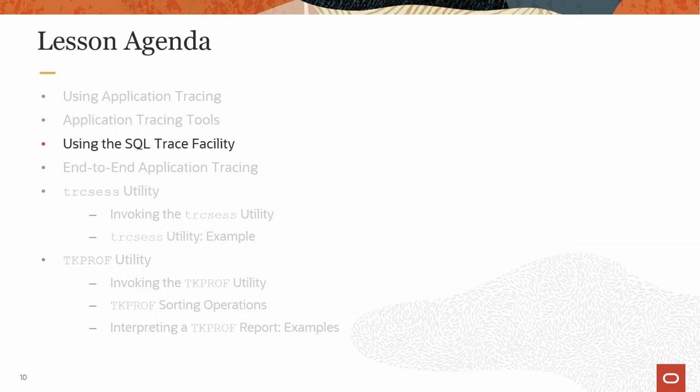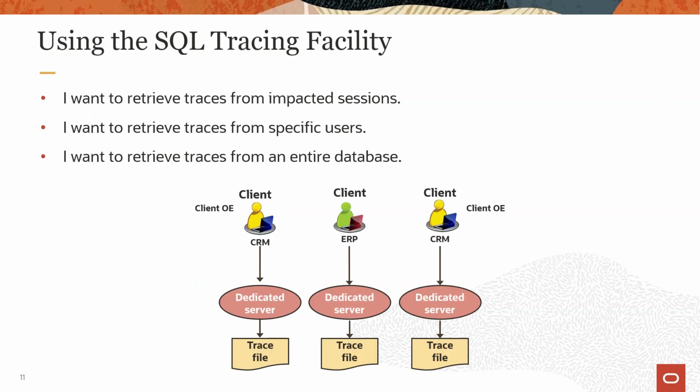the SQL trace facility. And when are you going to use this SQL trace facility? Well, you're going to use the SQL tracing facility if you want to retrieve traces from specific impacted sessions or from specific users, or you want to retrieve traces from an entire database. Now, tracing a specific client is usually not a problem in the dedicated server model, because in a dedicated server model, a single dedicated process serves a session during its lifetime.